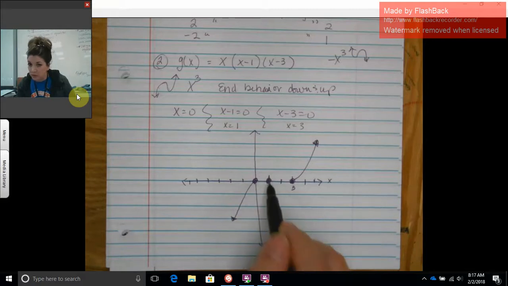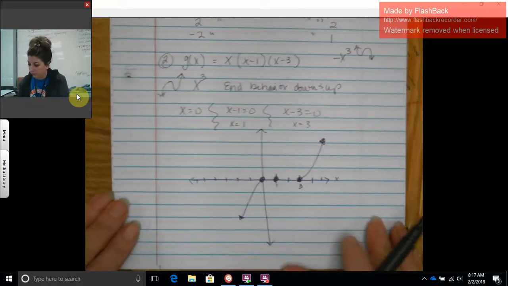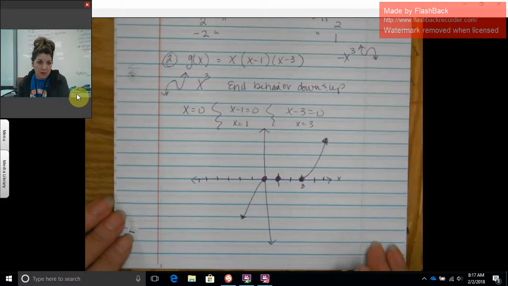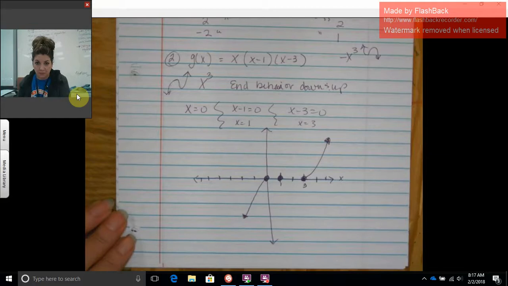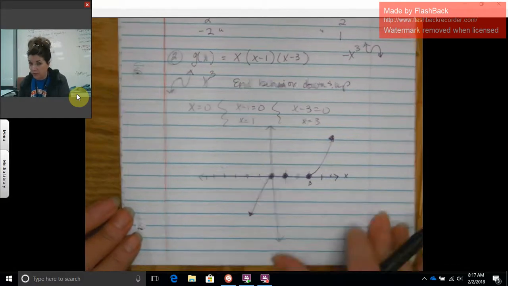So between 0 and 1, what could I pick? 0.5. Is that what I have to pick? 0.2, 0.7, 0.89634, if you so choose. I would go 0.5. How about between 1 and 3? 2. Again, it's not what I have to pick. I always just go right in the middle.